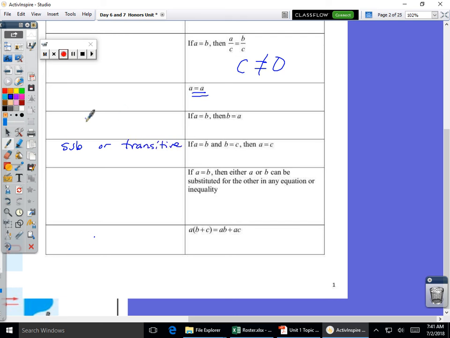This was symmetric, is that what we said? Symmetric. All right, and if A equals B, then either A or B can be substituted for the other in any equation or inequality. Because they are equal, we can substitute them in. Let's use substitution property.